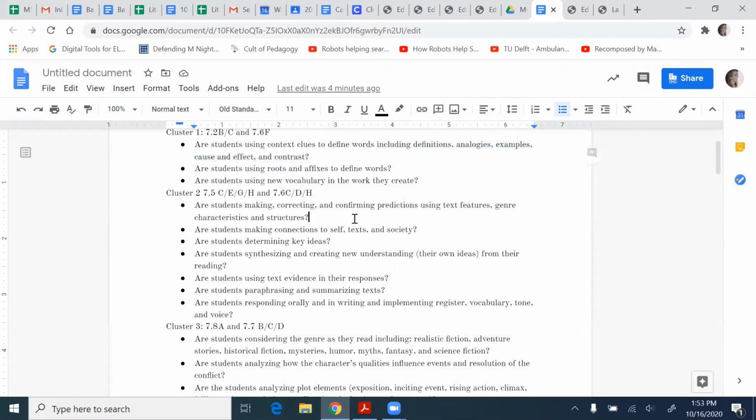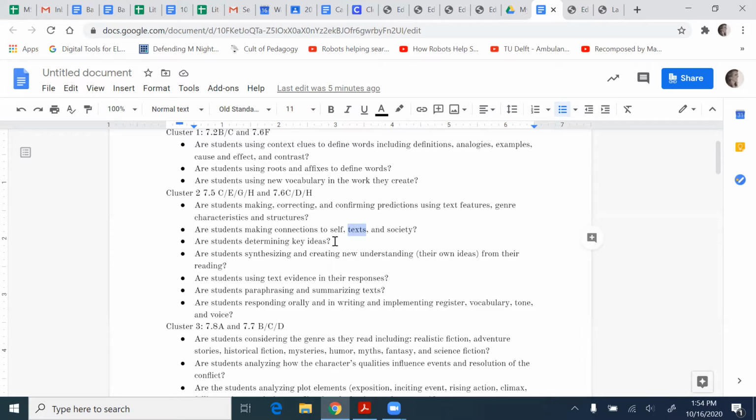Then we come down here and we're looking at making, correcting, and confirming predictions. This is not tested. This is a great skill to have. It's nice, but it's not something that's absolutely necessary. Making connections to self, text, and society. The big one here is text to text. If you've got a text like "Thank You, Ma'am," where it's highly dependent on them understanding the historical nature that it's coming out of, then what is the satellite text that you're using to give them that context? That's where those text to text connections need to come in. And with every main text, you need to have a satellite text that helps them understand where it's coming from or what it's connecting to.